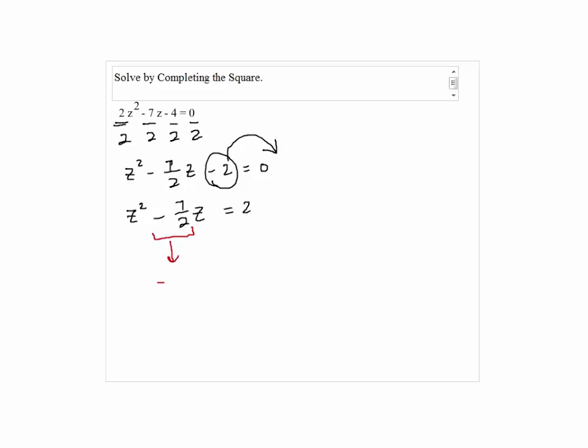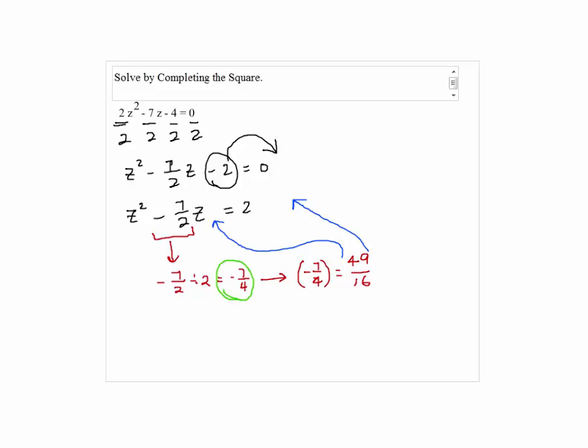Then we take half of b, which is negative 7 halves divided by 2, which is negative 7/4. And then we're going to square the negative 7/4. That is 49 over 16. That's the number we're adding on both sides. The negative 7/4 is really critical since we are going to use that number later on when we're completing the square.